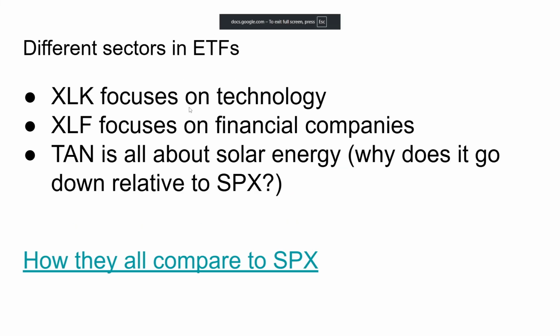So there are different sectors in ETFs: sector and thematic ETFs. Not all ETFs track broad indexes like the S&P 500. Some focus on specific sectors or themes. The three we're going to talk about are the XLK, XLF, and TAN. XLK focuses on technology, XLF focuses on financial companies, and TAN is all about solar energy. These ETFs let you zoom in on one specific part of the market. Just be careful if you already own a broad ETF like the SPY and you add XLK, you might be doubling up on the same tech stocks.